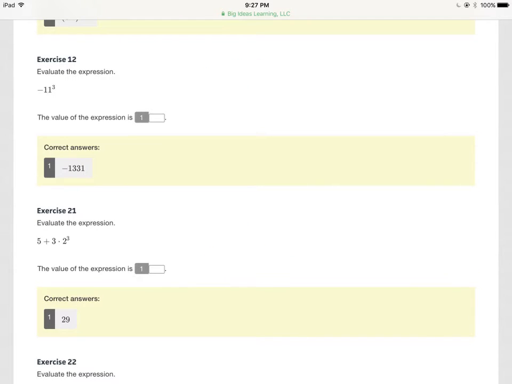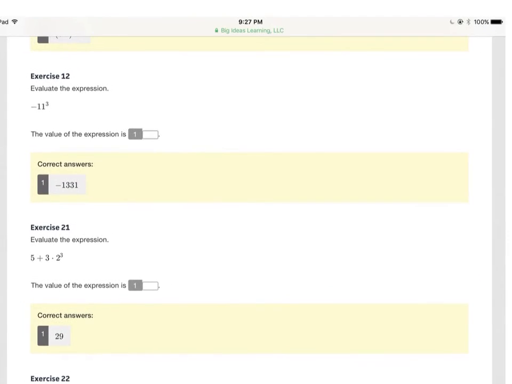So what we have for number 12 is negative 11 to the 3rd, and they want us to evaluate. You've got to remember that evaluate means to solve. So we're going to solve this. Negative 11 to the 3rd is going to be a negative, and then 11 times 11 times 11.